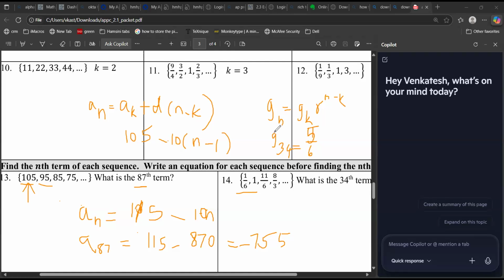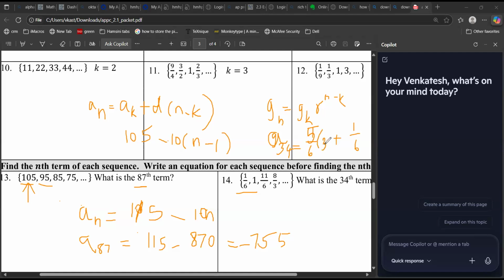Now I'll write A34 equal to A1. What is the first term? 1 by 6. That's the first term, plus 5 by 6, that's the common difference, times n minus 1. N minus 1 is 33.